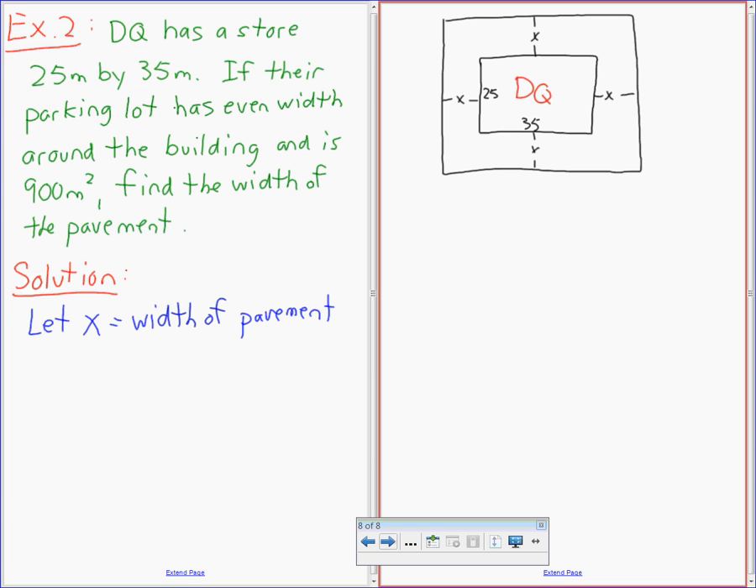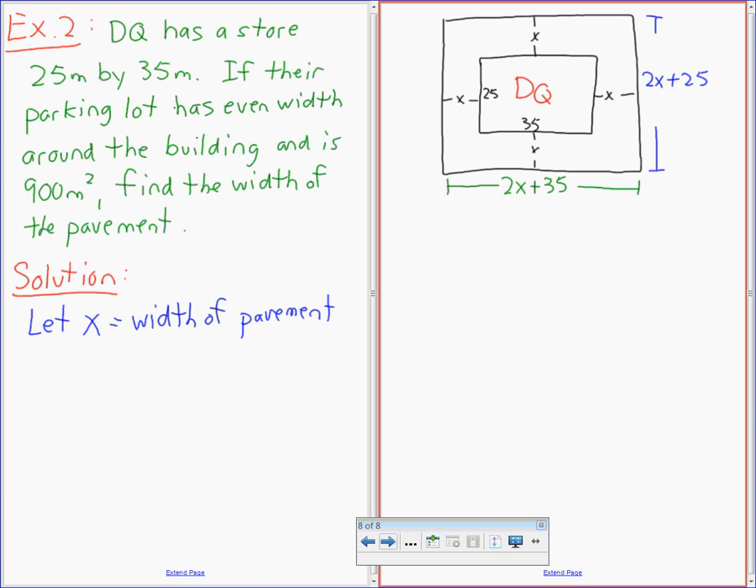All right, Luke, what is this green distance on the bottom going to be, please? Very good. So that's going to be 2x plus 35. Wonderful. All right, Emily Moser, what is this distance on the right going to be, please? Okay, good. So it's going to be 2x plus 25.